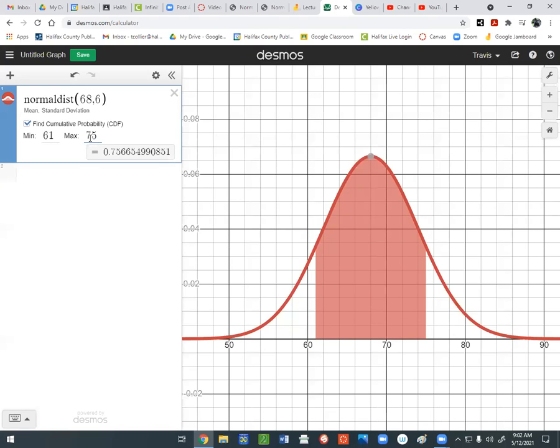So we're going to write down that decimal. It's going to be 0.7567. So that's going to be my decimal. And now I need to write it as a percentage. So I'm going to take this decimal point and I'm going to move it to the right twice. So the answer is going to be 75.67%.